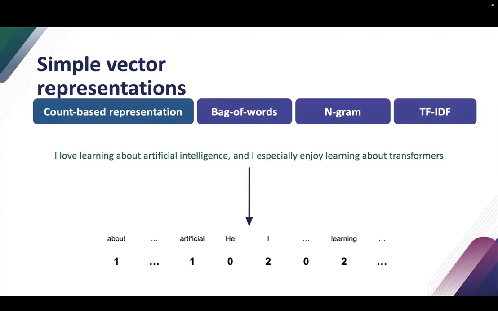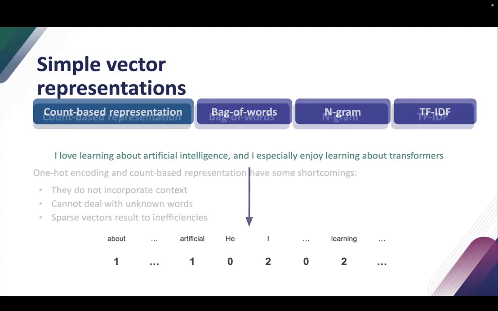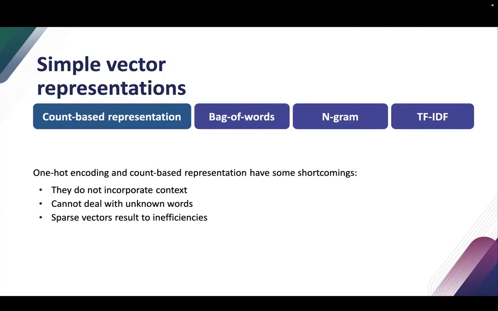Some other forms of count-based representations would include bag of words, n-grams, TF-IDF, but they all have the same issue. The main reason why embeddings are so much more powerful than the count-based representations is that count-based representations do not incorporate context. It's just a way to represent a word, but you don't understand the whole context of the sentences or the paragraphs around that word or that sentence. So it's missing a lot of the key information.